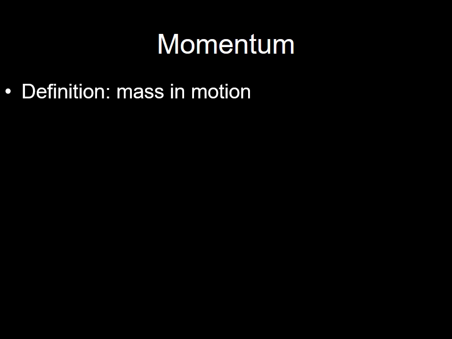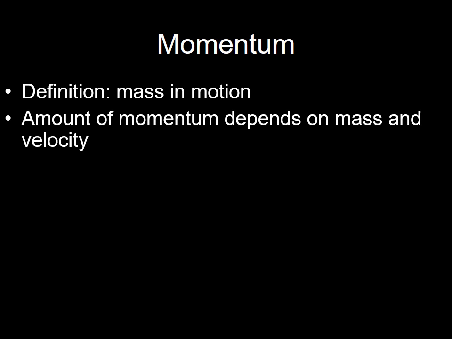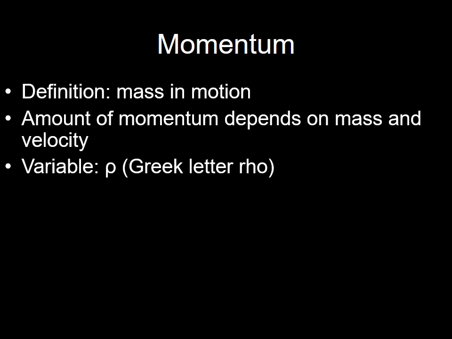Momentum is defined as mass in motion. This means that it depends on both how fast it's going and how much of it there is. So the greater the mass, or the greater the velocity, the greater the momentum will be. When we use momentum in a formula, we use the Greek letter rho to represent it. Rho looks very similar to a lowercase p.